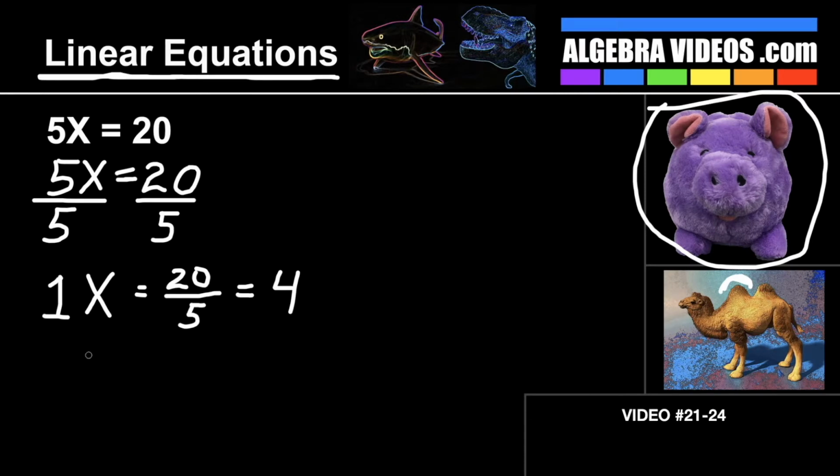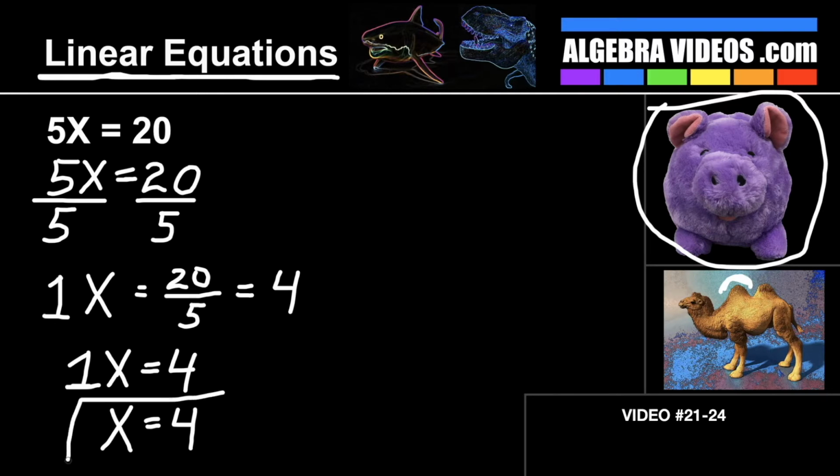So 1x equals 4. I could just say 1x. That's quite a number 1 there. Sorry about that. It's the worst number 1 I've ever seen. 1x equals 4. Okay? And 1x equals 4 is just the same as saying x equals 4. So our solution is x equals 4. And that's the answer, and we can stop right there.